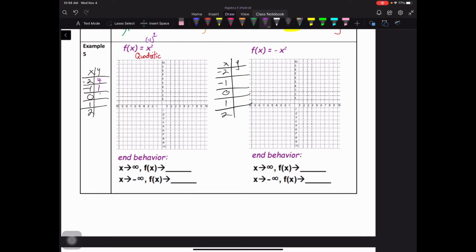If you square 0, you get 0. 1 squared is 1. 2 squared is 4. So we'll start from the origin. We'll plot that point -2, 4. We'll go back to the origin. We'll plot the point -1, 1. Then 0, 0, 1, 1, and 2, 4. So there's my parabola, as you might have expected.